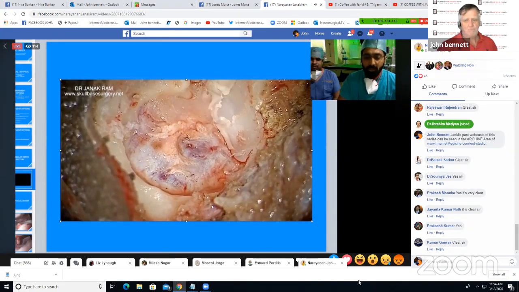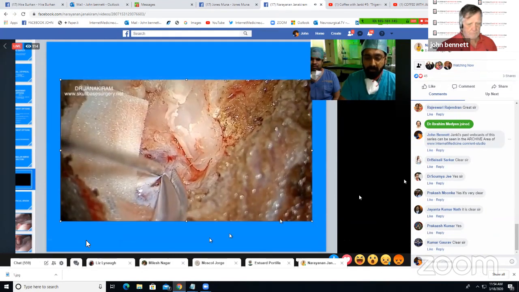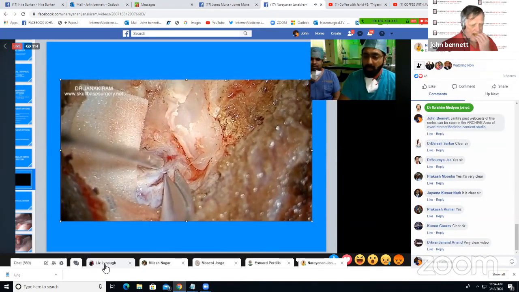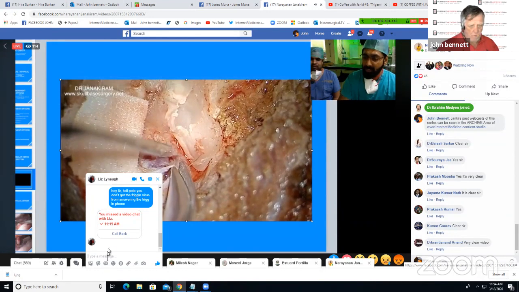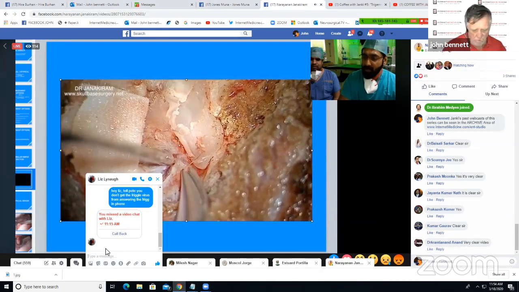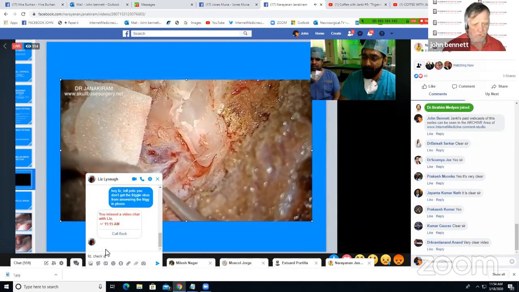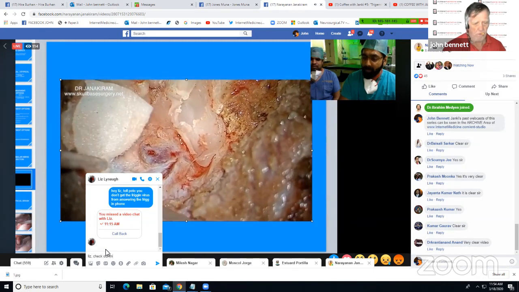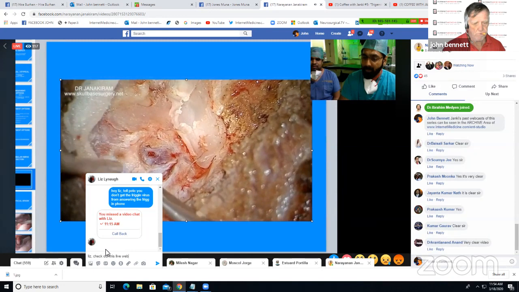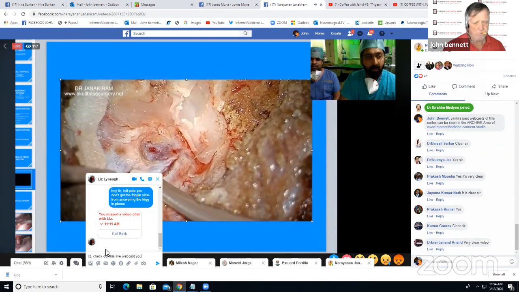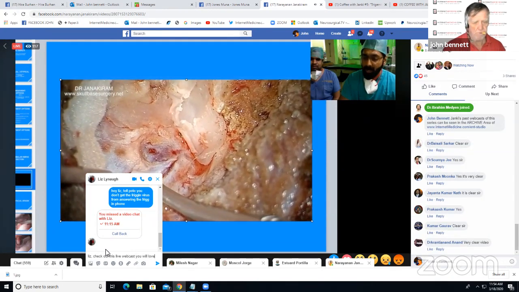And of course, now we are using scissors to gently raise a dural flap, an anteriorly based dural flap. You can see now.